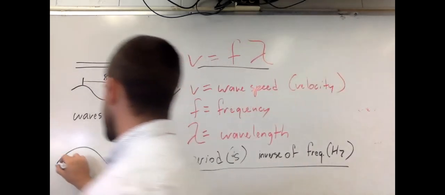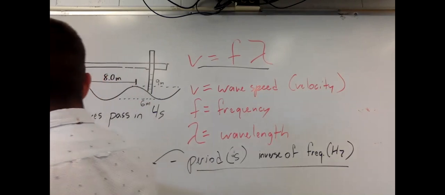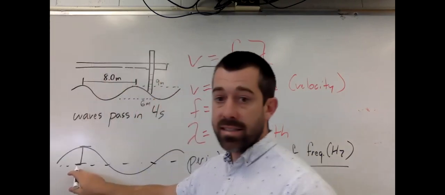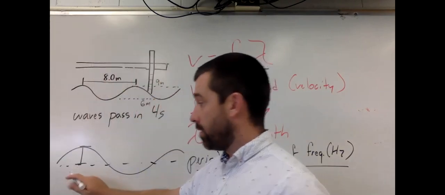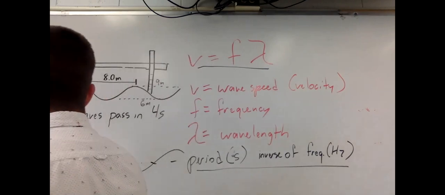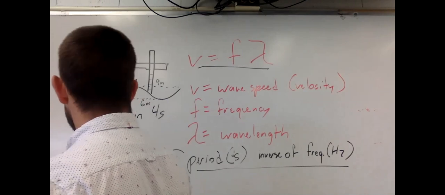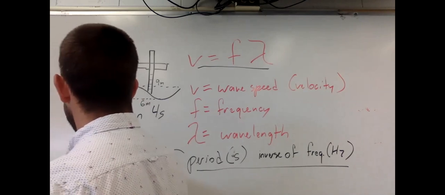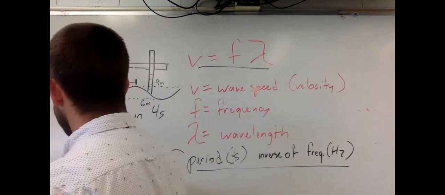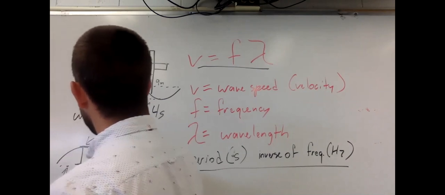So some words that describe a wave are amplitude. Amplitude is the height from the middle of the wave, which is called equilibrium, up to the crest. So that's going to be this height is the amplitude.